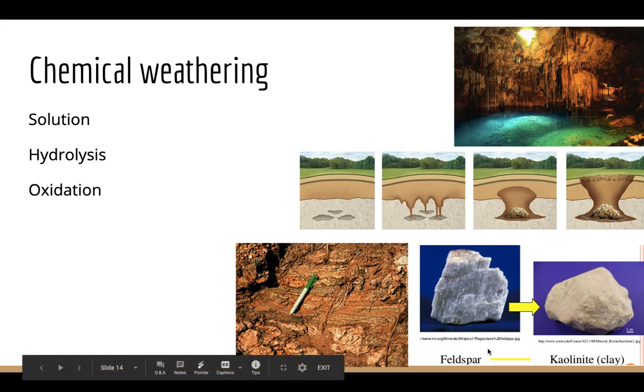So in this case, you have feldspar, which is obviously very hard rock. When feldspar reacts with water, it forms kaolinite, which is a clay, right? So this is a softer substance.